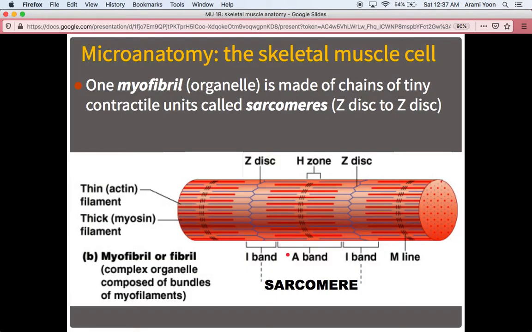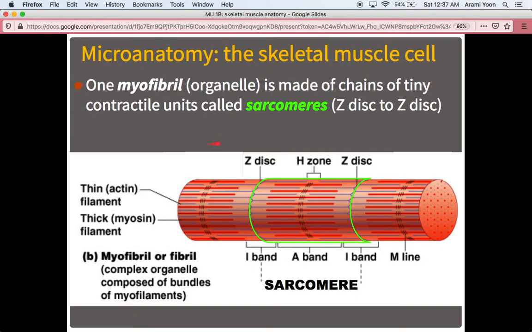So how do the myofibrils contract? Here we have just one myofibril. So this would be like one organelle in the entire muscle fiber. And it's made of chains of tiny contractile units called sarcomeres. A sarcomere is found between two Z discs. So I want you to just take a second and identify where are the boundaries of the sarcomere?